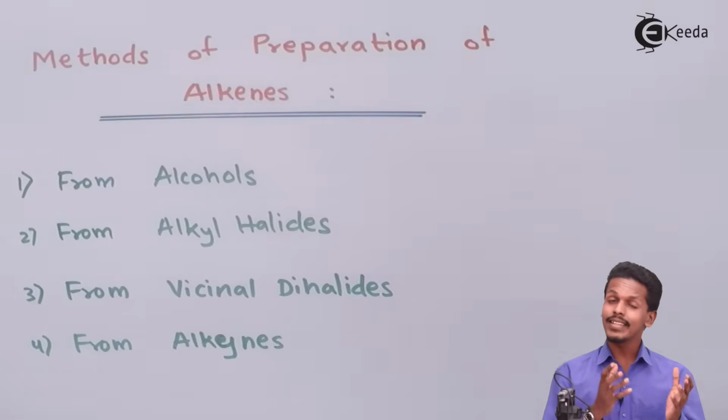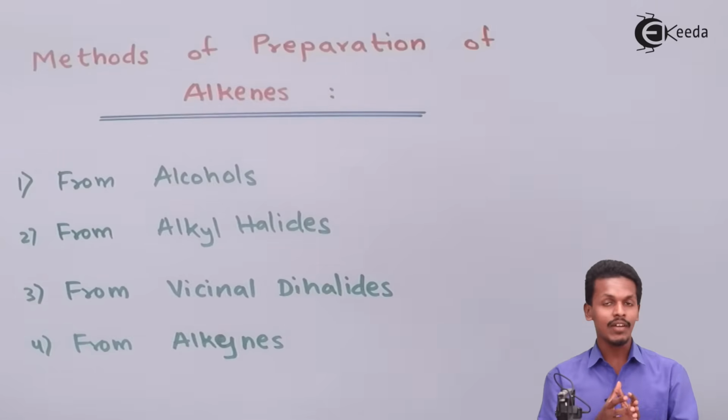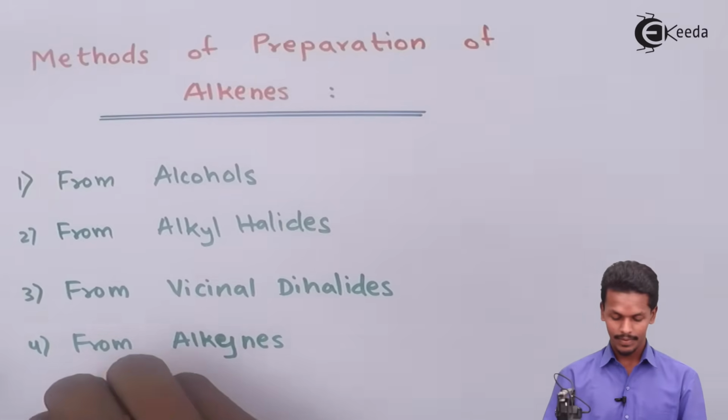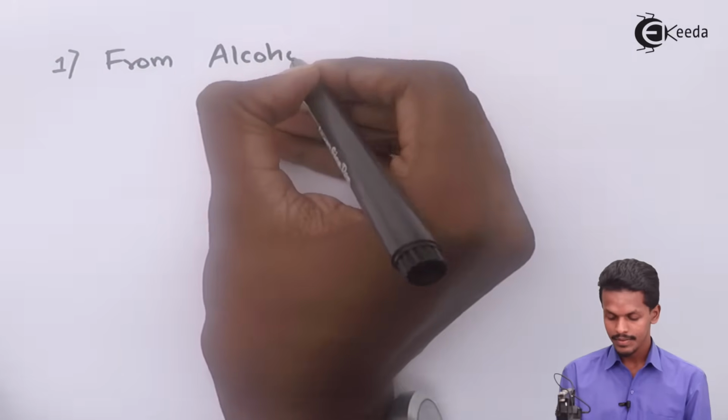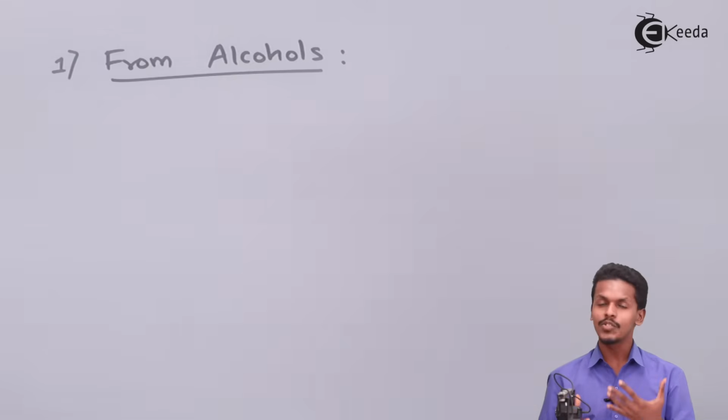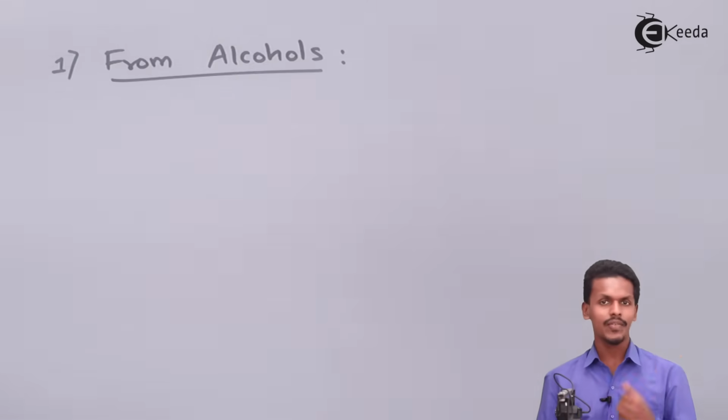There will be various processes involved in this conversion, and we are going to discuss that in deep detail. But let us start with the first one, that is how can we prepare alkene from alcohol and what is the process involved in that. So let me give you a short idea of how the alkene is prepared from an alcohol.